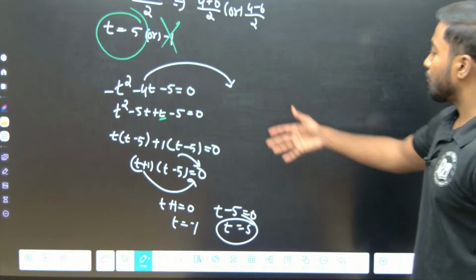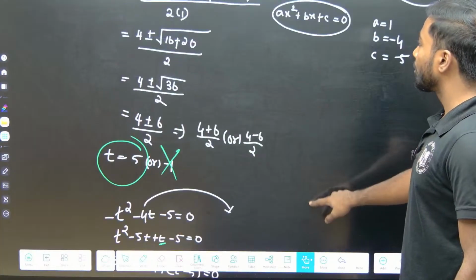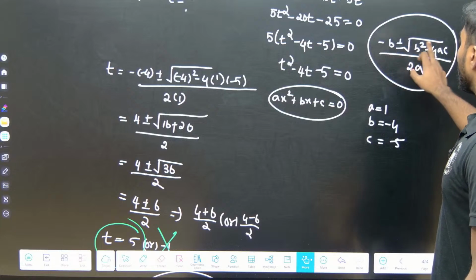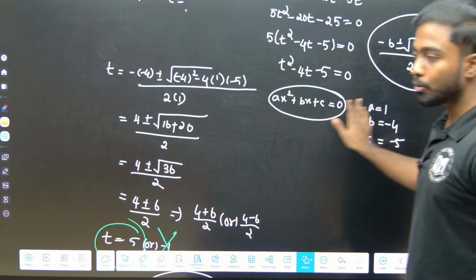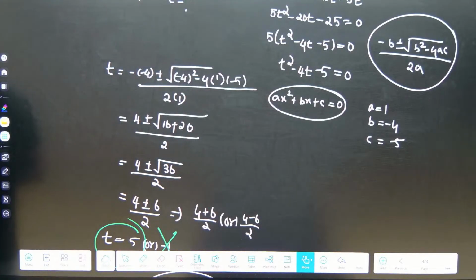Usually we will follow this method, but if we are not getting it, better you can use this formula, minus b plus or minus root over b square minus 4ac by 2a. So if you have completed, we can go for the next part of the equation.